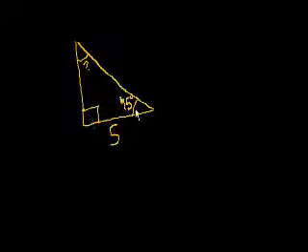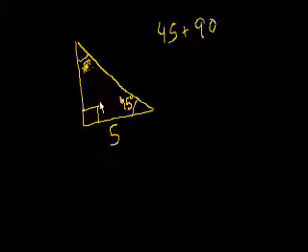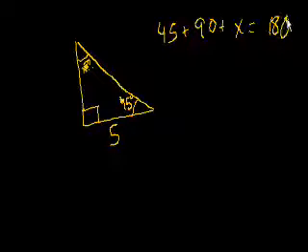Because we know this angle is 90, this angle is 45. So we say 45, let's call this angle x. I'm trying to make it messy. Okay, 45 plus 90, right? This just symbolizes this 90-degree angle, plus x is equal to 180 degrees. And that's because the angles in a triangle always add up to 180 degrees.